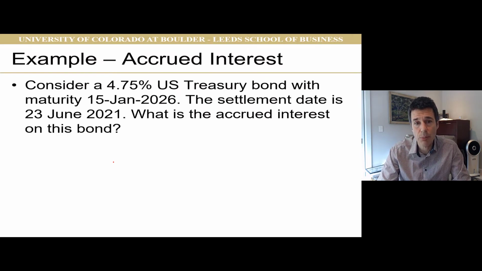Consider a 4.75% US Treasury bond with maturity 15th of January 2026. The settlement date is 23rd of June 2021. So we want to know what the accrued interest is on this bond.